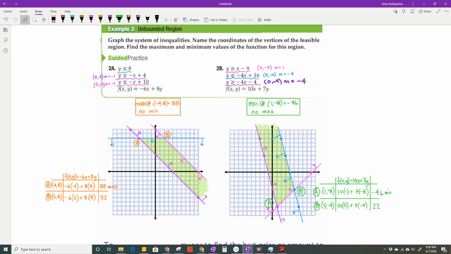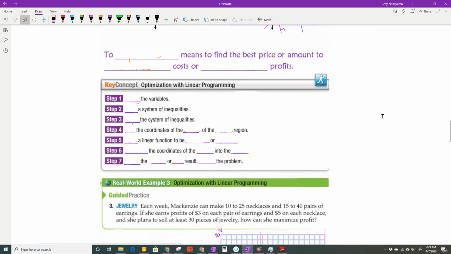actually the kind of problem that is very applicable in the real world. Okay? They use it. I am showing you a very simplified process of it. But with computers and all that we have today, you can have an infinite set of constraints to apply to your situation. Obviously, you don't need an infinite, but this is where the true optimization comes in. To optimize means to find the best price or amount to minimize the cost or maximize profits.